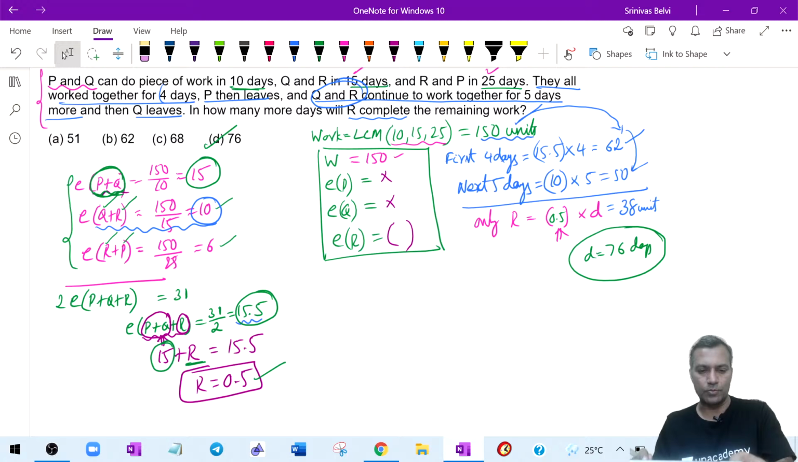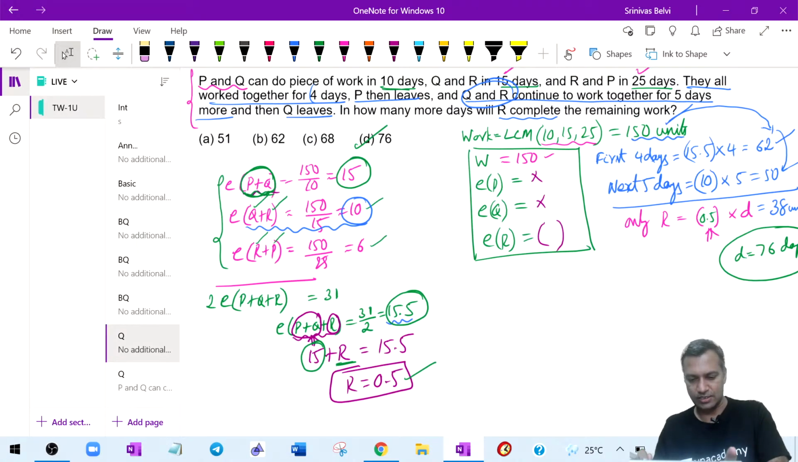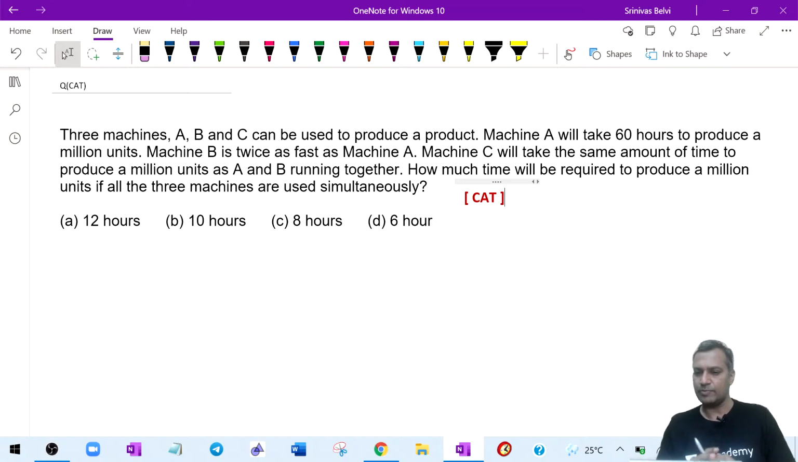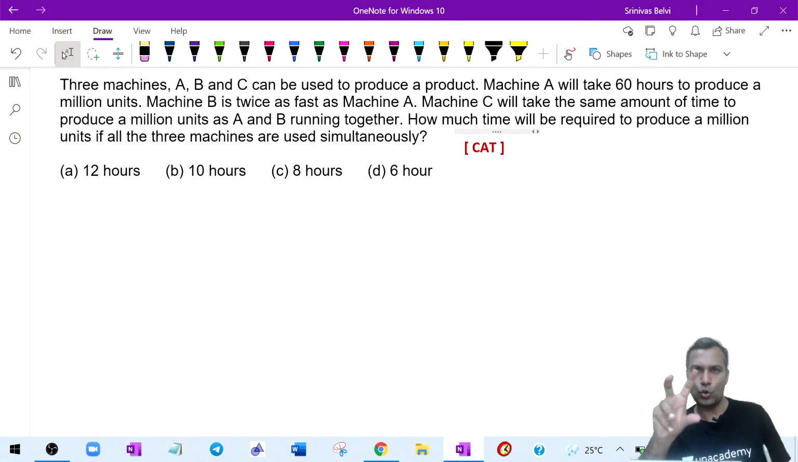All right. Now let's come to some of the CAT types. Let's understand the CAT type, because we have understood the concept here. Now let me open up and let's see the varieties of how they use this concept. The concept is clear. I explained the concept. Now let's take some CAT kind of questions.